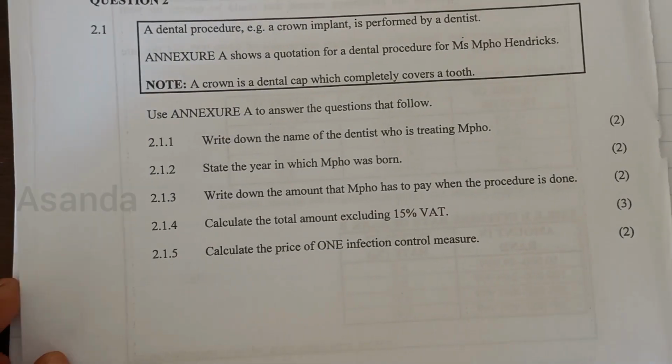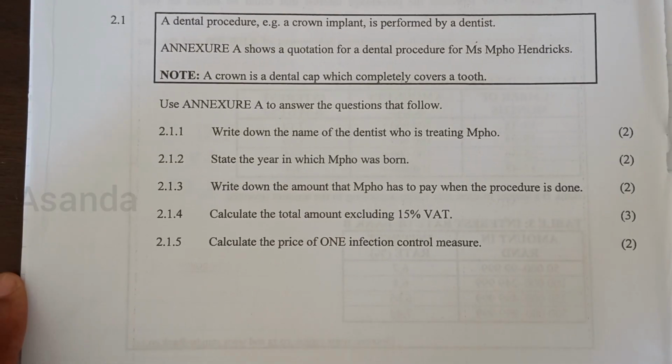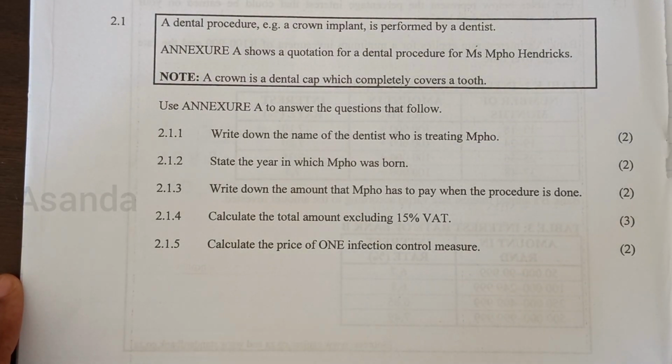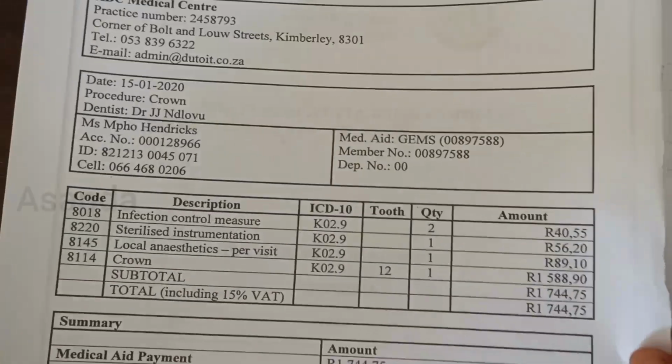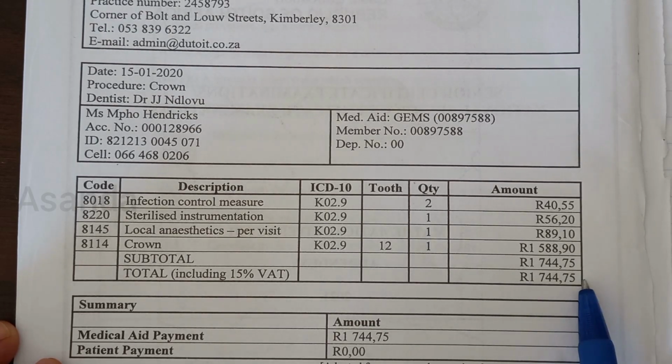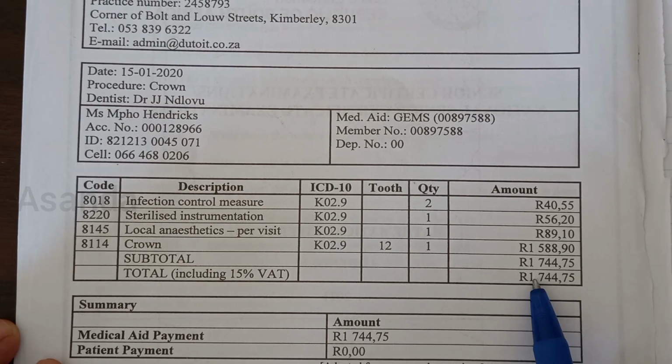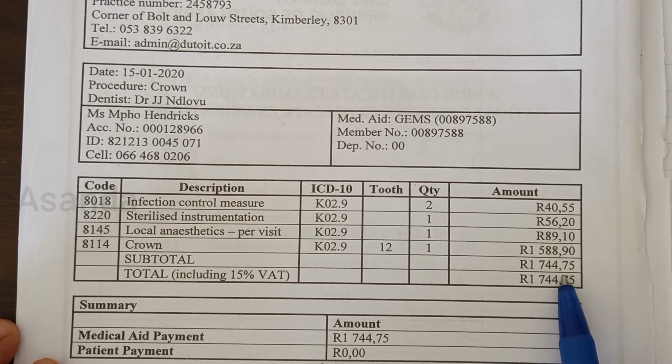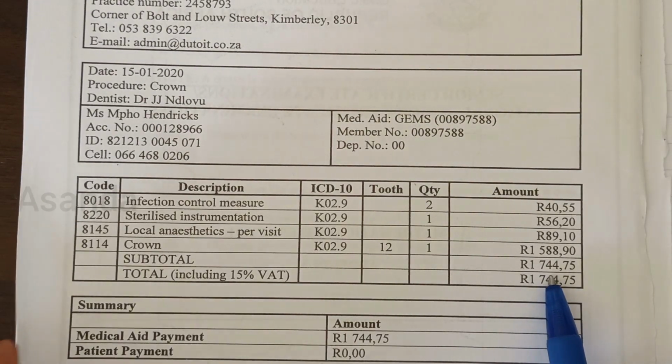And then it says, calculate the total amount excluding 15% VAT. Okay, now let's come back to the document. The document says that this amount here includes VAT. So VAT is already here. We cannot multiply by 15%. Remember I said that in the lesson. If VAT is already included, you cannot multiply this amount by 15%. But instead, you're going to try and remove VAT from this.